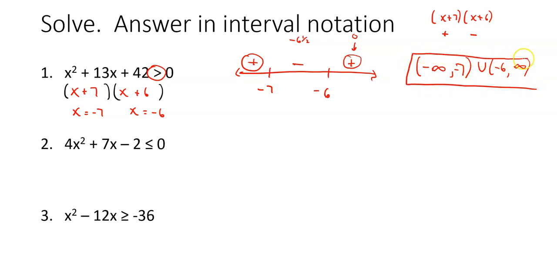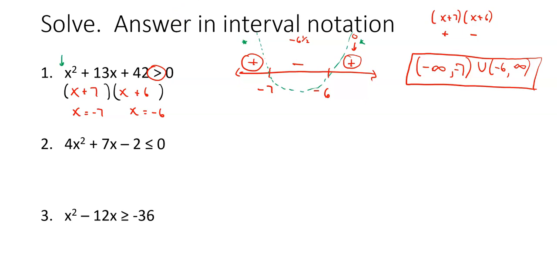Another way to think about this is what would happen if I graph this parabola. It's a parabola that opens upward, right? I know that because there's a positive 1 before that x squared. So the graph is coming down like this, and then up on the other side. So it's above the x-axis here, and above the x-axis here, and below the x-axis between negative 7 and negative 6. So you can also use the direction of the graph. The parabola opens upward, so it's going to be above the axis, below the axis, and then above the axis. All right, let's take a look at number 2 and number 3.